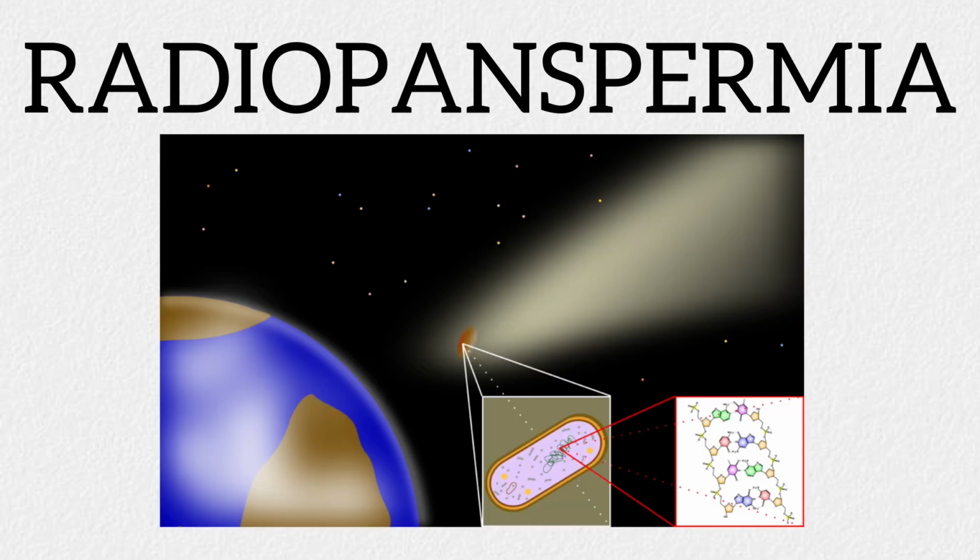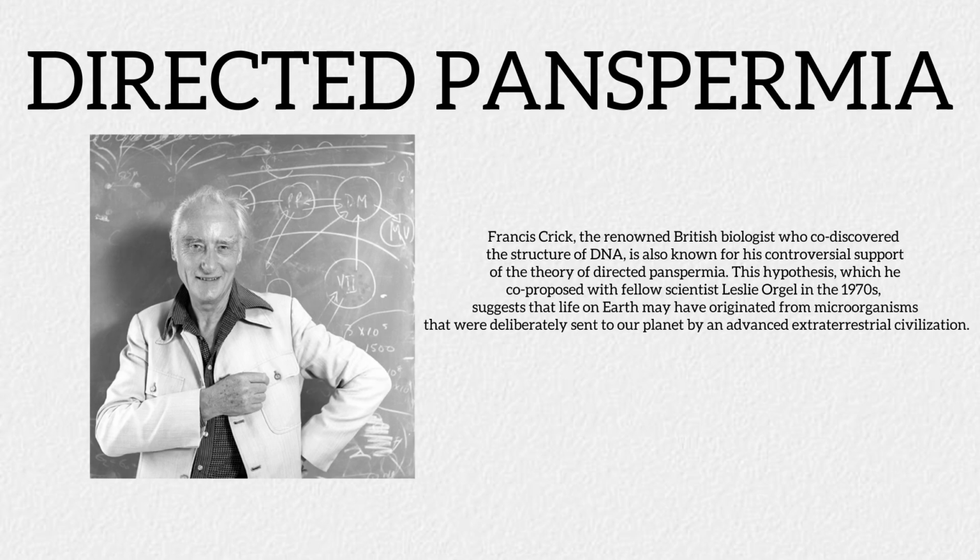Then we have radiopanspermia. This theory suggests that microscopic life could be propelled by radiation pressures across vast distances. In this scenario, there are tiny organisms that could have potentially floated through space, carried by light and even solar winds. Next, we have directed panspermia, the final type. And this was proposed by scientists like Francis Crick, where this version suggests that there's an advanced extraterrestrial civilization that could have intentionally sent life to Earth, possibly through a targeted spacecraft or probes.